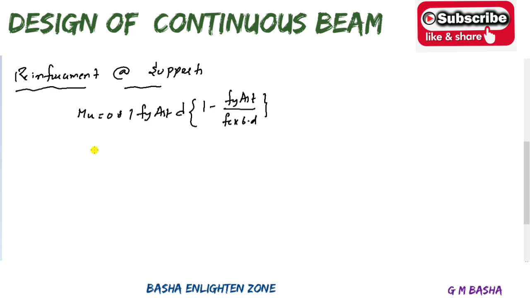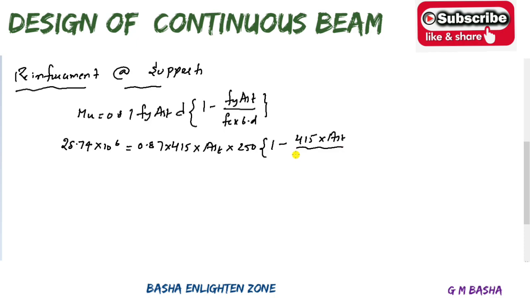So already we know, for reinforcement at support, I will take the higher moment at support that we obtained. One will be 28, another will be 25, so I will take 28 here into 10 to the power of 6, equals 0.87, and the steel will be 415, and the area of the steel is the unknown here. d will be 250, 1 minus fy, again 415, area of the steel is your unknown, and fck will be 20, b will be 230 and d will be 250.